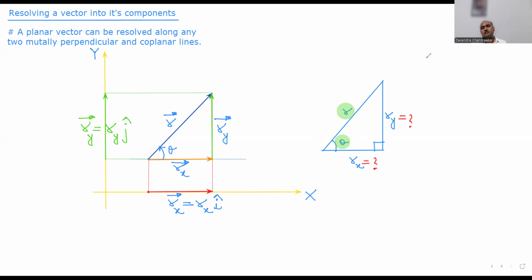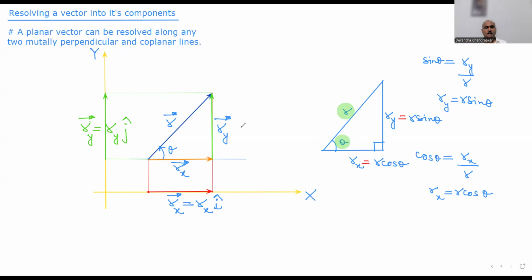We will write sine theta. Sine theta can be written as ry upon r. So ry is r sine theta. What about cos theta? Cos theta is rx over r and rx is r cos theta, right? So now we know the components in terms of the magnitude and direction. So ry is r sine theta and rx is r cos theta. So can I write ry as r sine theta j cap and rx as r cos theta i cap? Okay? I hope all of you understood this. Yes or no? Yes.